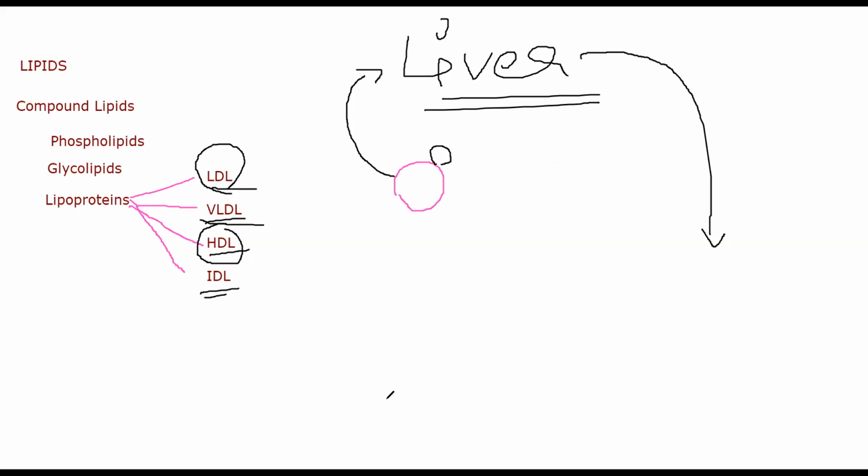Now, coming to the main topics that you have, we'll be discussing derived lipids. Derived lipids are called derived lipids because they are derived from simple and compound lipids upon hydrolysis. So, when you hydrolyze simple and compound lipids, you will get derived lipids. For example, we have fatty acids.